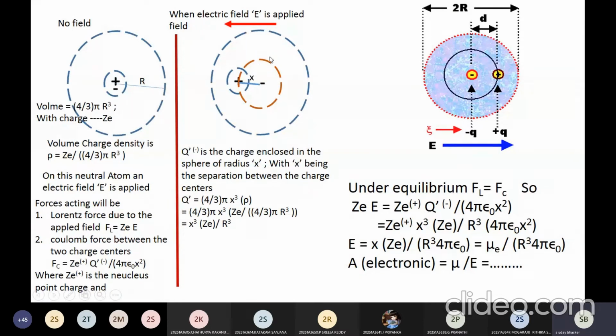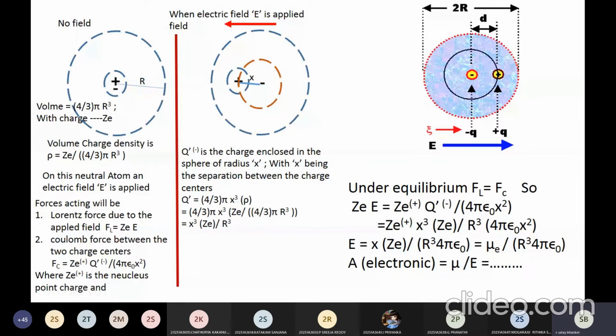So the total charge inside this sphere is Q dash. That expression is 4 by 3 pi x cube rho, so that implies Q dash is equal to x cube Ze by r cube. I just cancelled the 4 by 3 pi. So x cube Ze by r cube is the charge enclosed in this sphere. Very good, sir. You calculated the charge enclosed in this sphere.